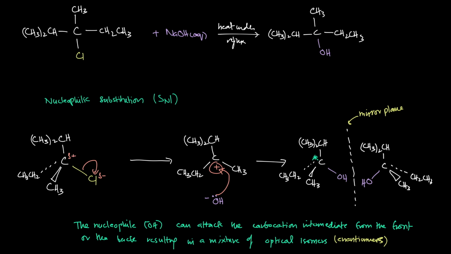Again, the question we're asking is why can we have a mixture of optical isomers? Or the question may ask why is it possible to produce a mixture of optical isomers here? You can write that question down. Why is a mixture of optical isomers produced? This is the question we're answering here.